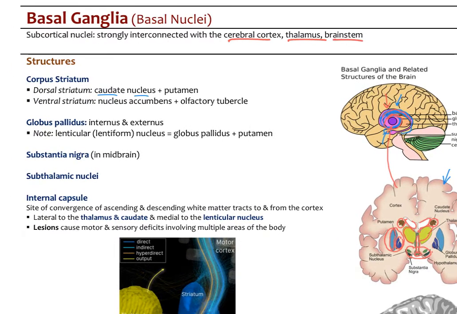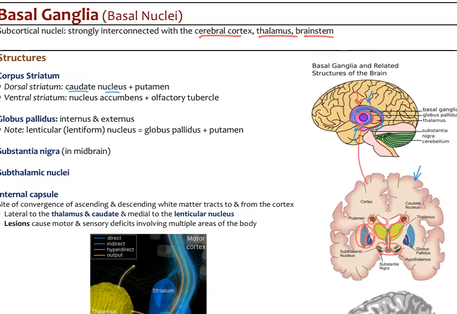and then the globus pallidus. We also have, as part of the basal ganglia, the substantia nigra, which we already talked about in the midbrain.